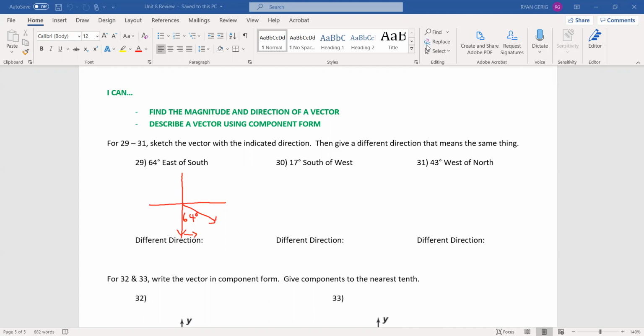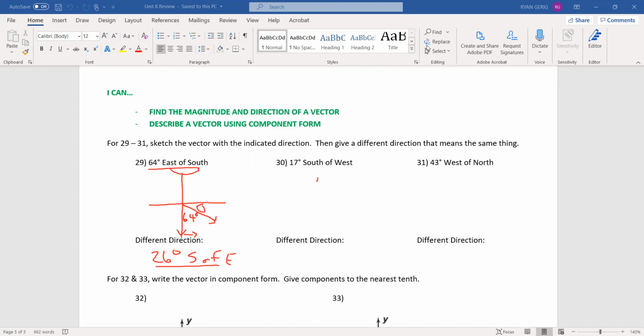A different direction would be this other angle here. And then you have to change these around. So 90 minus 64 is going to be 26 degrees. And instead of east of south, it's going to be south of east. They mean the same thing. These two mean the same thing.